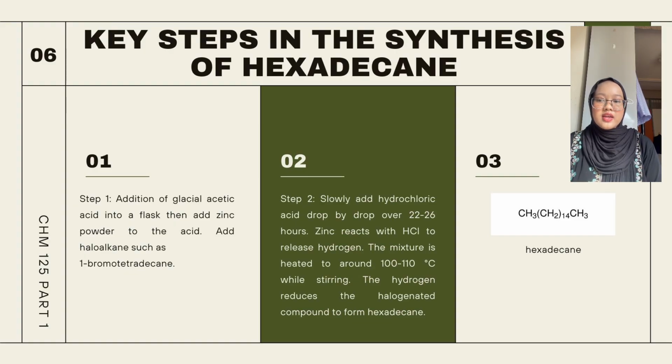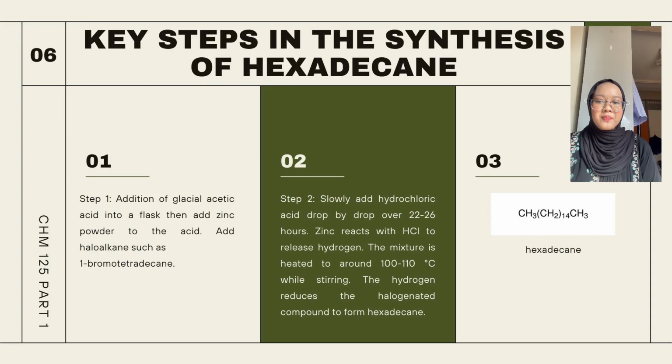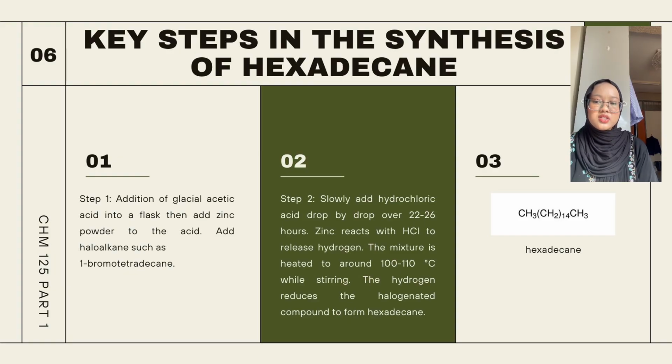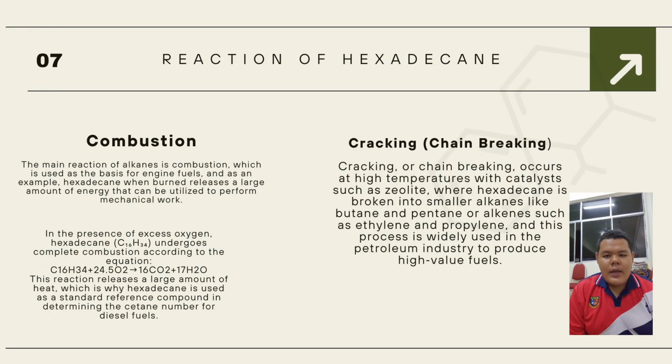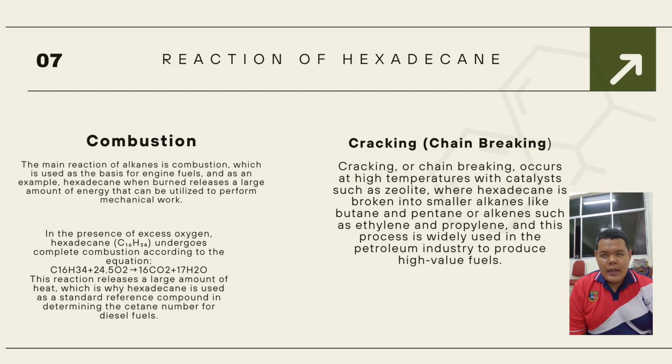Zinc reacts with HCl, which is hydrochloric acid, to release hydrogen. The mixture is heated to around 100 to 110 degrees Celsius while stirring. The hydrogen reduces the halogenated compound to form hexadecane. As we can see in the slide, we get the molecular formula for hexadecane, which is CH3(CH2)14CH3, which is C16H34.